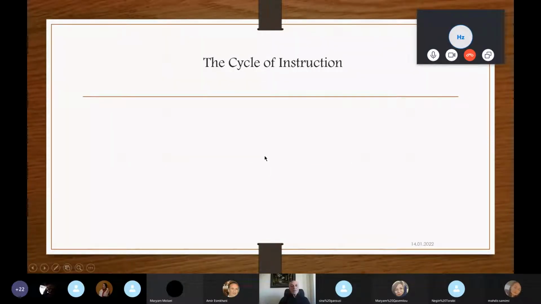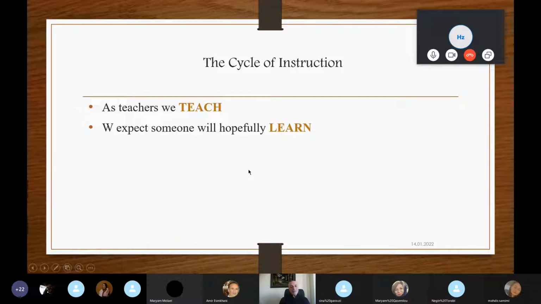I would like to start with the cycle of instruction. I would not be very theoretical. I'll just try to pick up the points that are necessary for communication between you and me. Well, all of us are teachers, and as teachers, we teach, whatever that is. In our case, it is language. And when we teach, we expect some will hopefully learn.